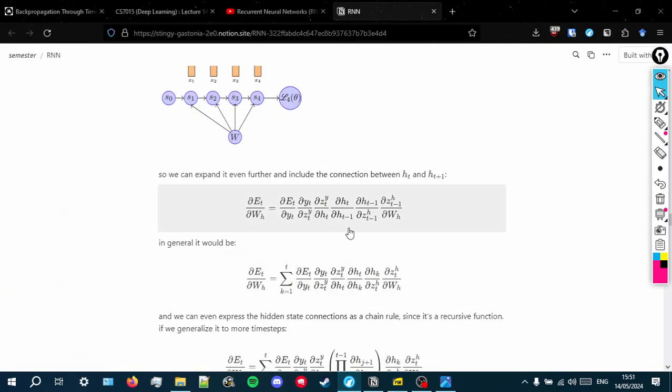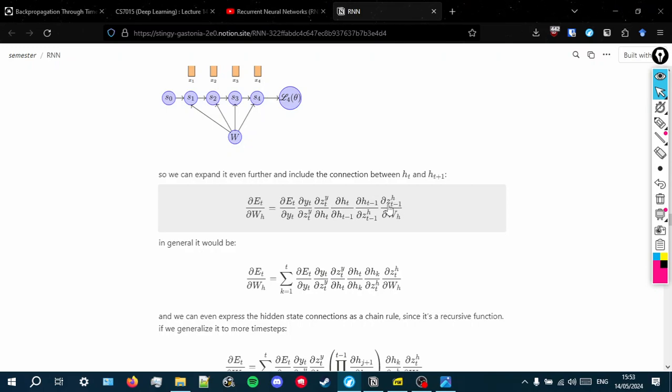So we're going to expand this chain rule. Now it becomes, instead of just z_y to h of t, and then h of t to z of h, and then z of h to Wh, we're going to have to add this in between. So this is what it will look like when we're at h of t, but no matter what time step we are in, we're going to have to look back to all of the time steps before us, to all of the hidden states before us.